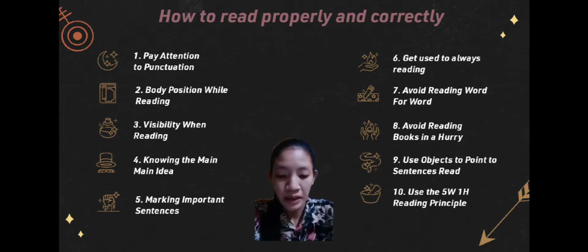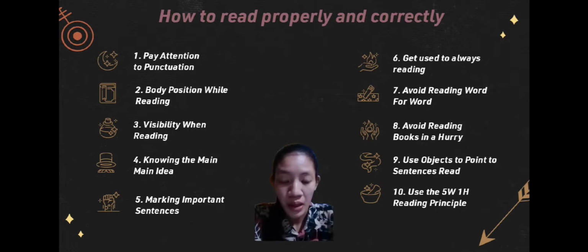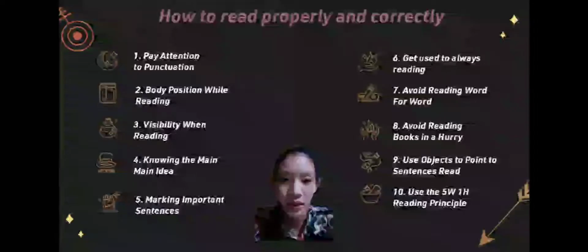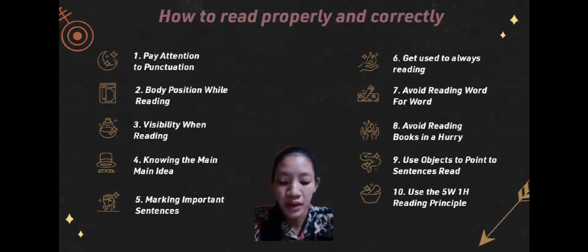6. Get used to always reading. To be able to read well, you must get used to always reading, be it at home or at school. In addition to reading textbooks, you can also read magazines, short stories, newspapers, or articles from the internet. Thus, your effective reading ability becomes even more perfect than before.